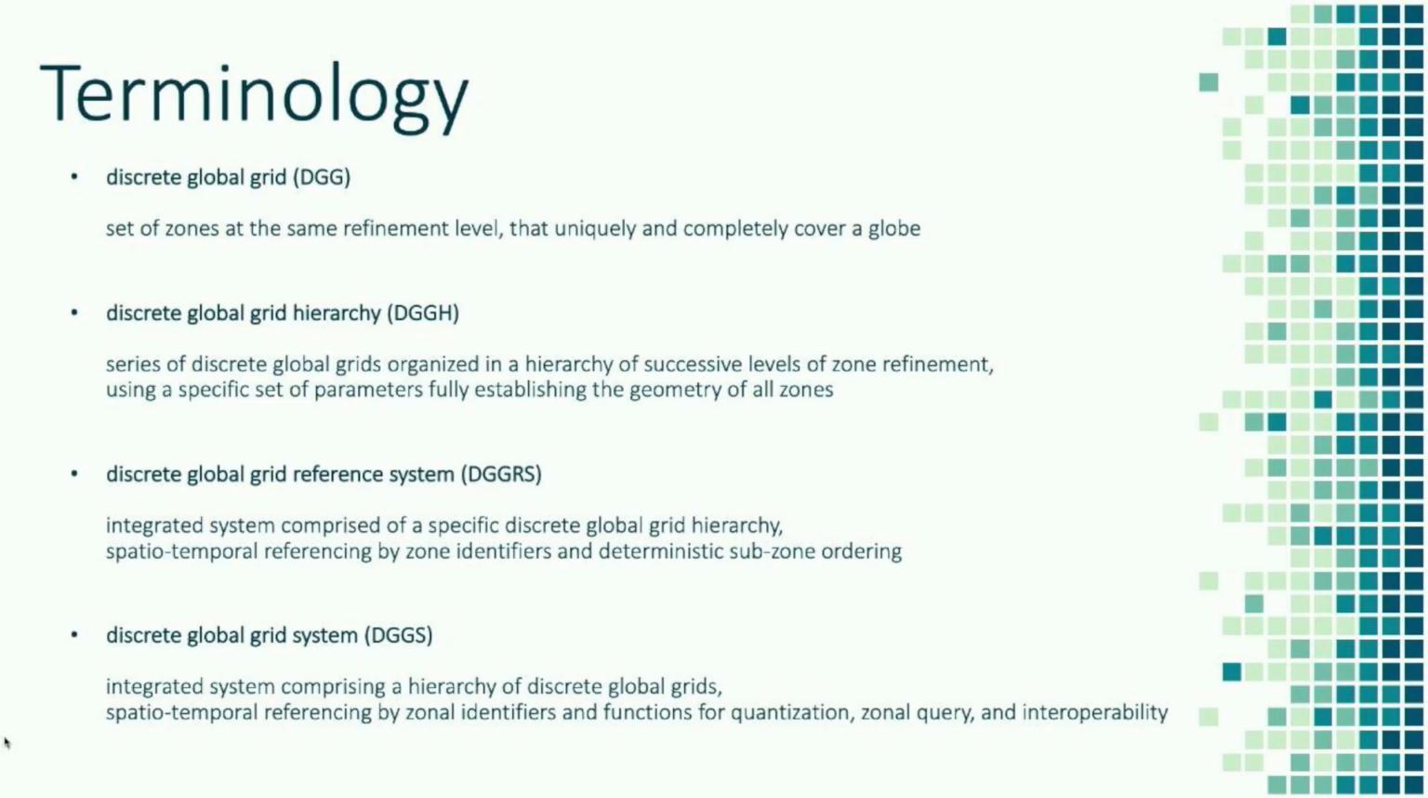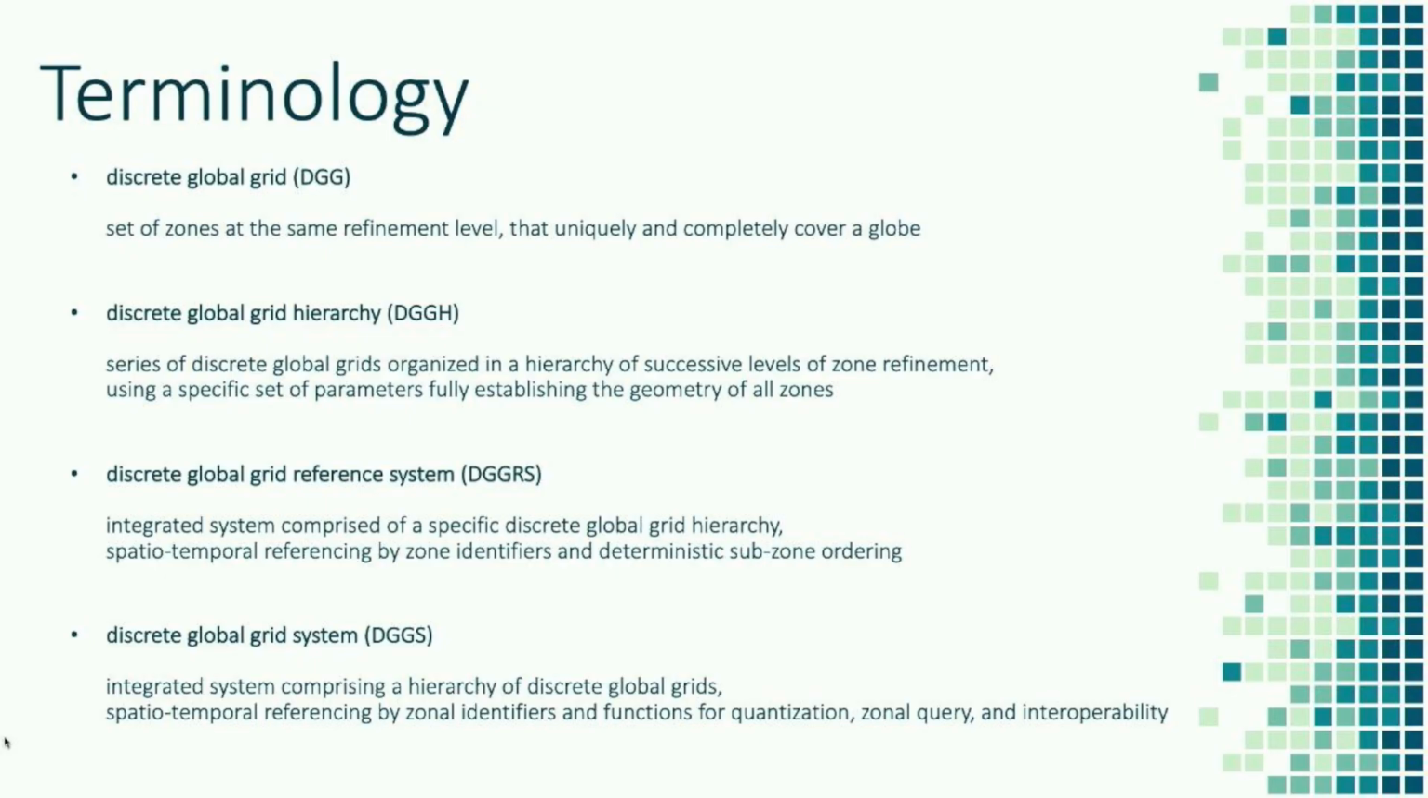Let me introduce a little bit of terminology so that we can just get over with it. A discrete global grid is a set of zones at the same refinement level, meaning at the same zoom level, that uniquely and completely cover the globe. That's a single global grid. Then you have a global grid hierarchy. That's basically the set of grids at the different refinement levels. You have really coarse grids and then finer and finer, and they are related by their hierarchical subdivision.